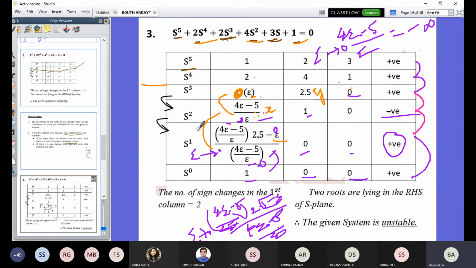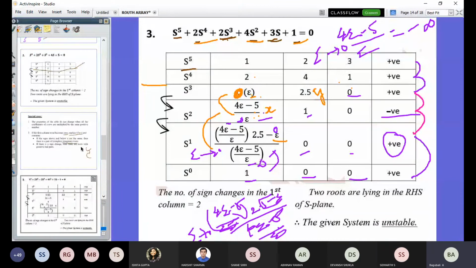Here you need not find the location of the roots, because some of the roots are located in the right half of the S plane. The system is an unstable system. Are you able to follow or not? Two roots are located in the right half of the S plane, so the system is unstable. Able to follow or not? Please acknowledge. Don't be silent. Yes, sir.